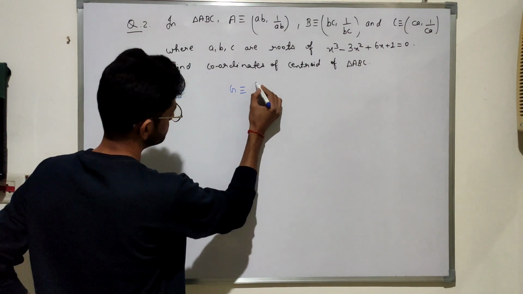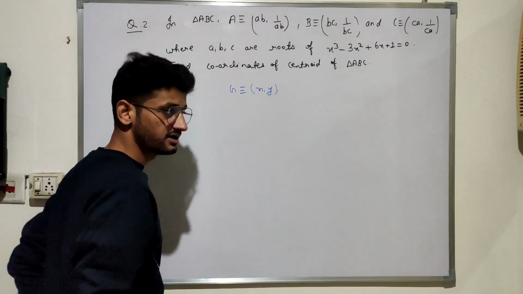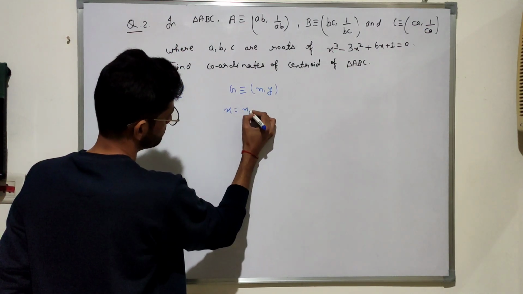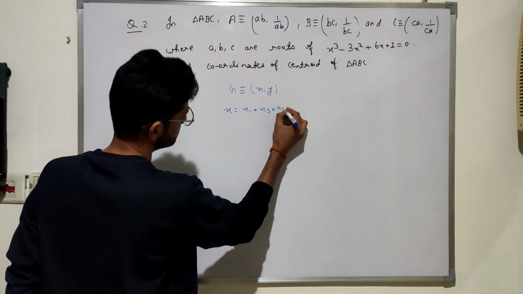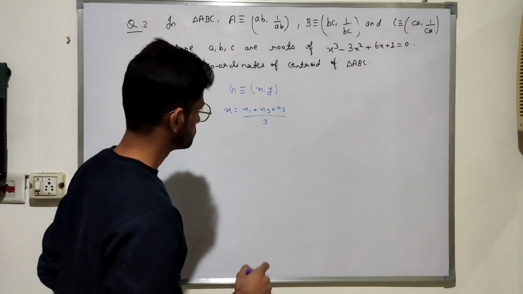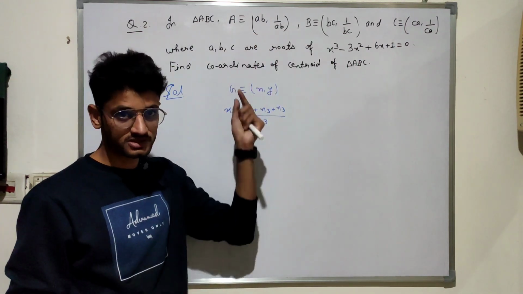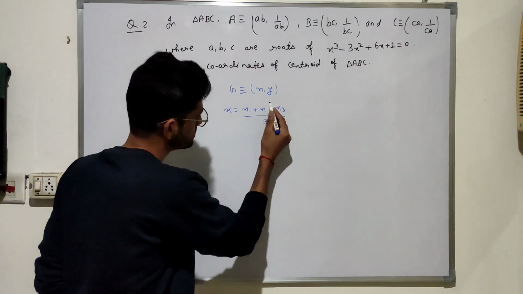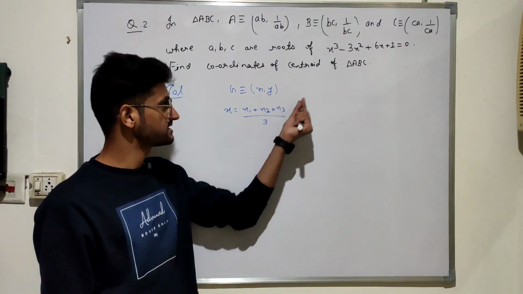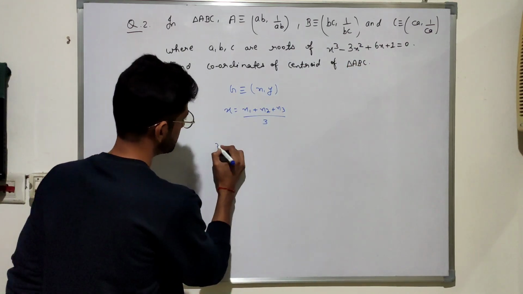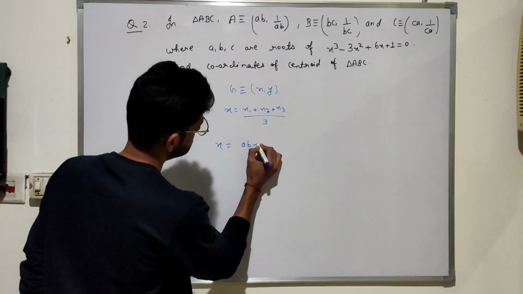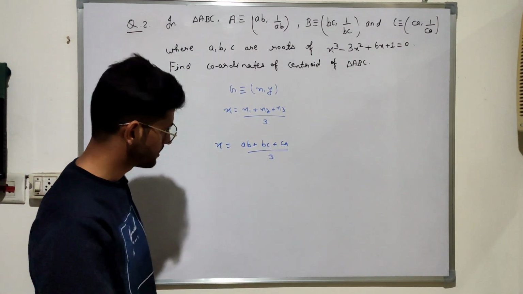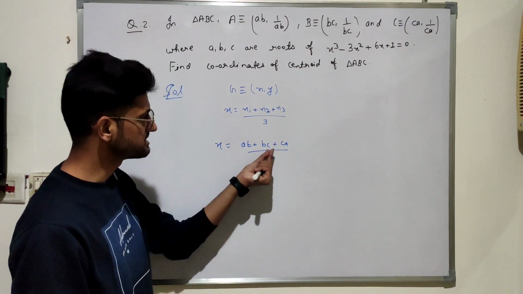So if G is the centroid with coordinates x comma y, we know that x in terms of x1, x2, x3 is x equals x1 plus x2 plus x3 divided by 3. So what is x1 in this case? x1 is the x coordinate of point A, x2 is the x coordinate of point B, and x3 is the x coordinate of point C. Similarly, we can write x equals ab plus bc plus ca divided by 3. But we don't know ab plus bc plus ca.